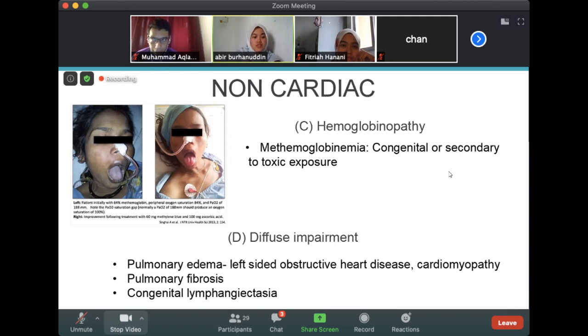results in decreased availability of oxygen to the tissue, meaning it tends to bind oxygen more strongly than normal hemoglobin. It can also be caused by secondary toxic exposure, such as methemoglobinemia-inducing substances like nitrates. Then the fourth one is diffusion impairment, like pulmonary edema, pulmonary fibrosis, and congenital lymphangiectasia.